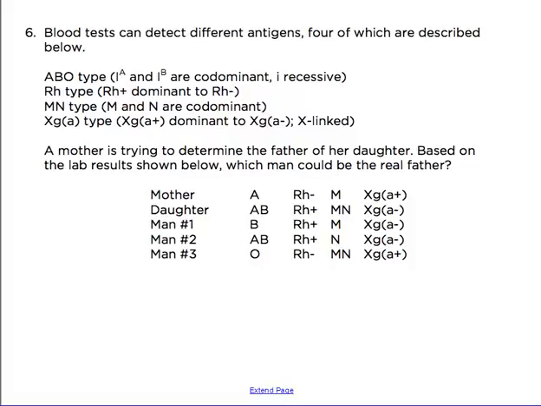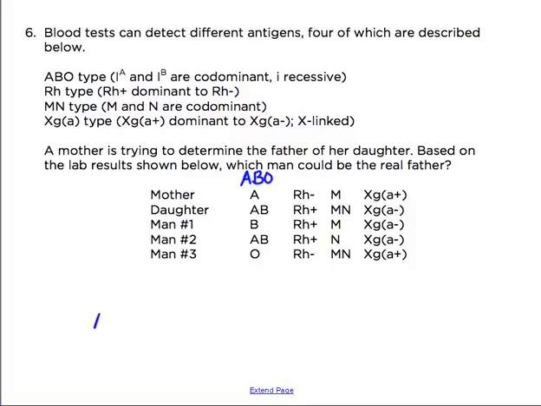So a mother is trying to determine the father of her daughter. Based on the lab results shown below, which man could be the real father? So let's go through each of the 4 antigens one by one and see if we can cross anybody out. So let's first look at the ABO blood type, which is here.